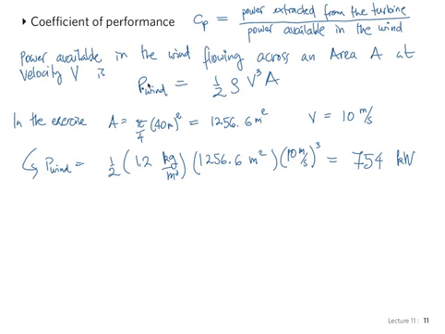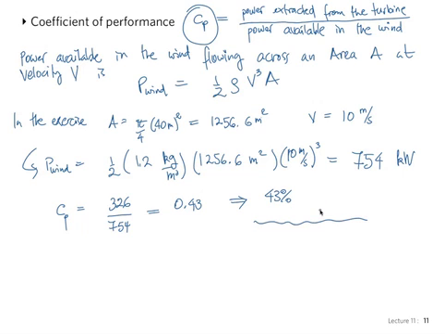So this means that if I calculate this coefficient of performance for this case, Cp, it is equal to what we obtained in the problem, 326 divided by 754. It gives me 0.43. So it's a 43% efficiency. You agree? Now, it seems a little low, doesn't it? This is for the case that we've given the numbers, okay? It does look a little small, doesn't it, to you? Yes.